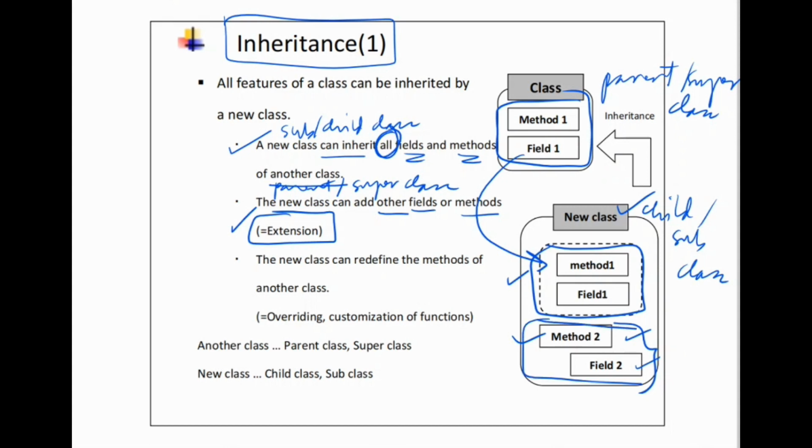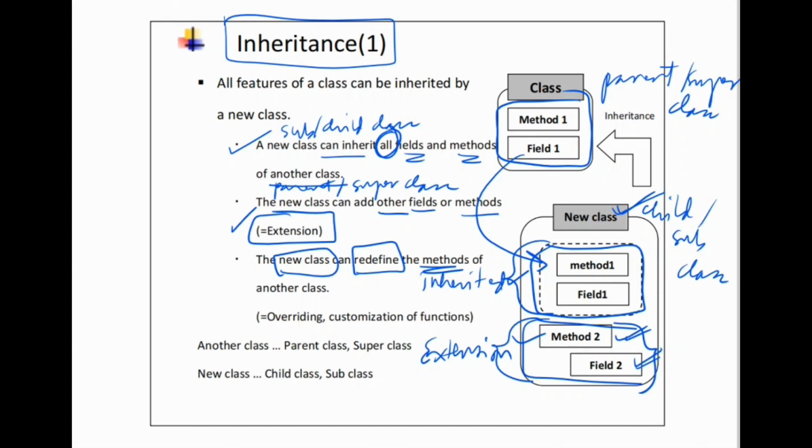These two, field 2 and method 2, are the proprietary or unique fields and methods to this child or subclass. These two are not coming from the parent class. Only these two are coming from the parent class. These are inherited. This is by employing extension. And a new class or the child class can also redefine the inherited methods of another class.